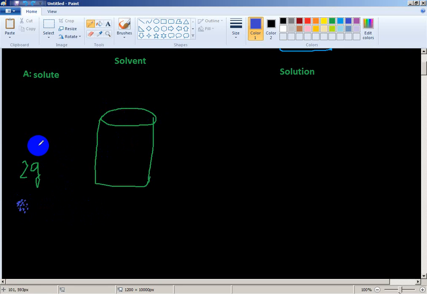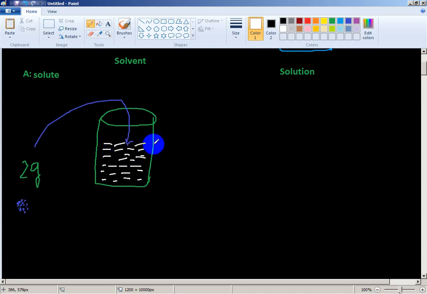Okay, I'm now taking 2 gram salt, I am adding here. Then a clear solution is found in the water. Here is the water I add. I add water and stir with the glass rod. After stirring I found a clear solution.